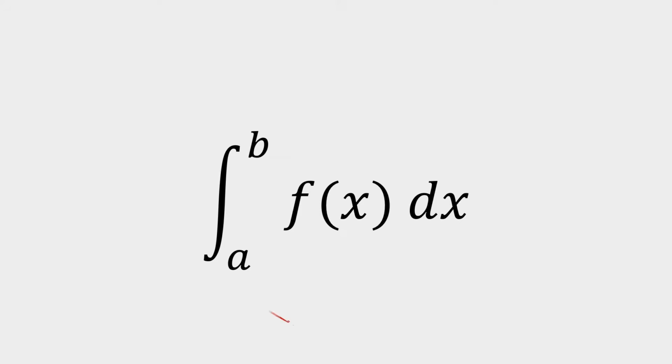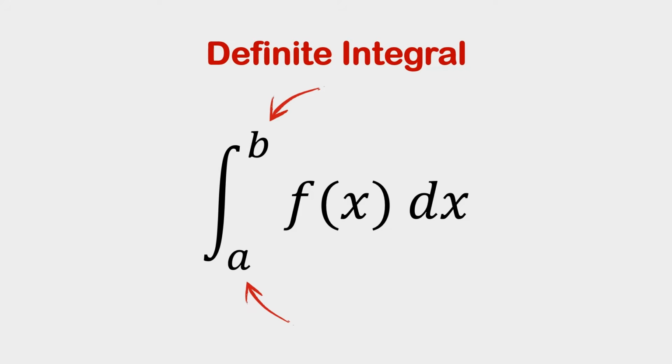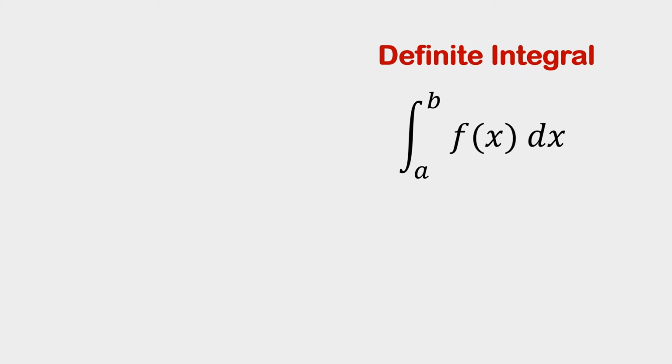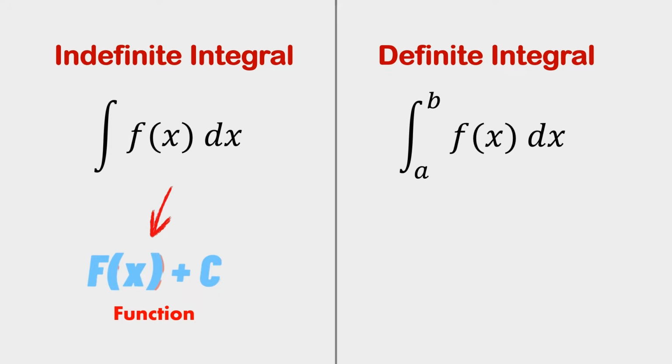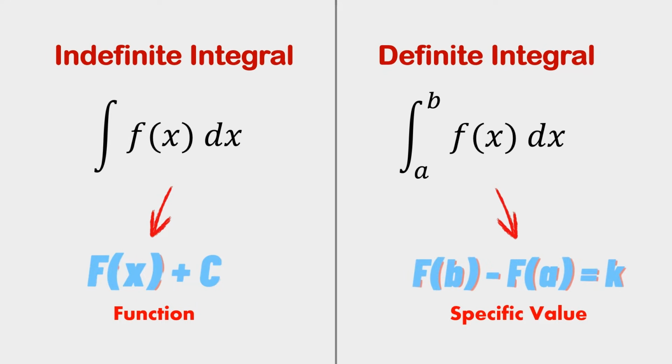When we encounter an integral with a lower limit and an upper limit, represented as numbers next to the integral sign, it is called a definite integral. On the other hand, an integral without these limits is known as an indefinite integral. The key difference between these two is that an indefinite integral gives us a function as the result, which is the antiderivative of the original function, while a definite integral gives us a specific numerical value as the answer.